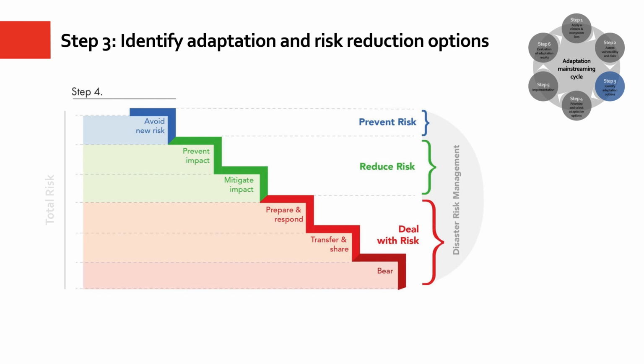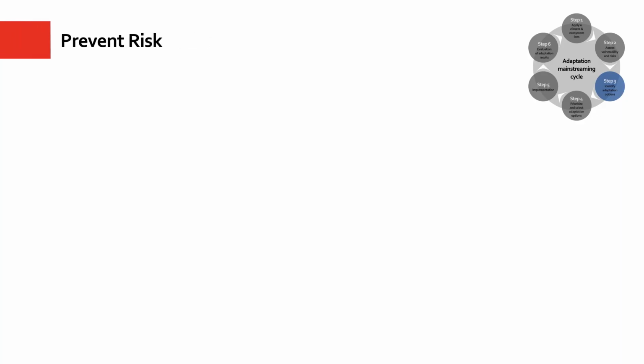The total risk is shown by the height of the staircase. And to identify the total risk linked to a shock or a stress, or overall risks in a community, the risk assessment we introduced before is crucial. Let us look at the different steps of the staircase now.